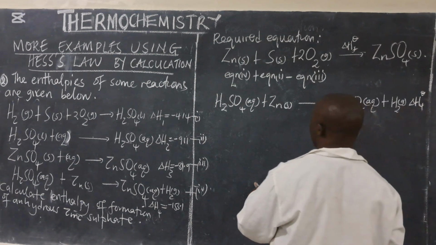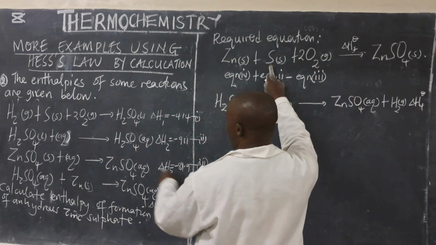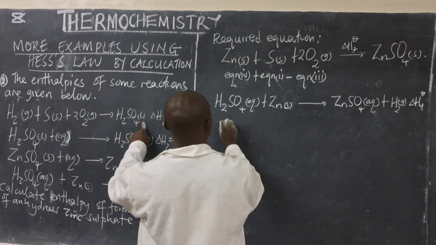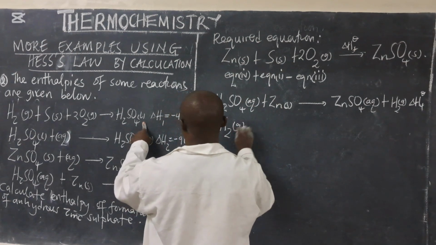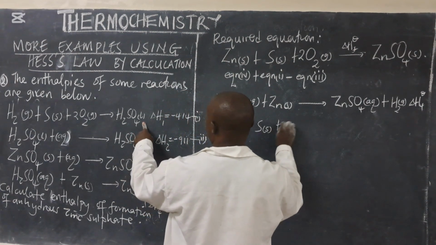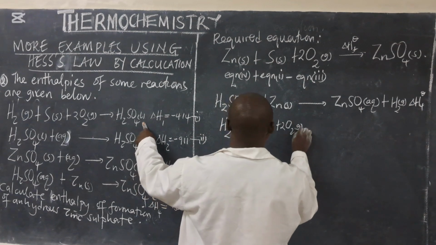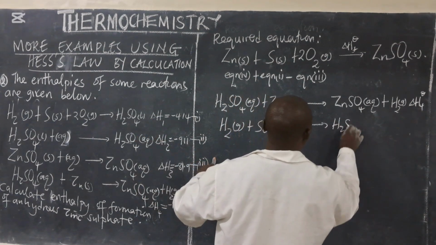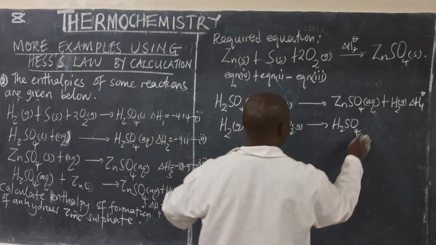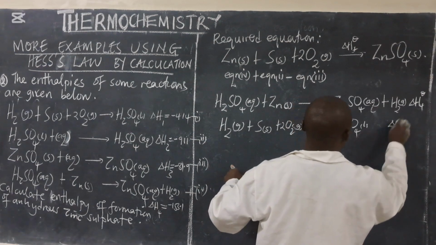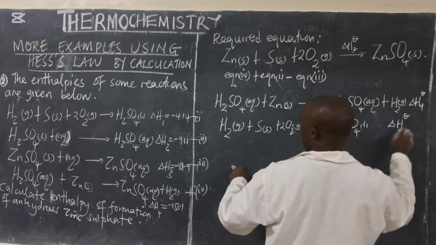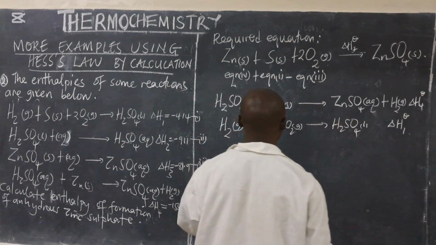So sulfur is in equation 1, so write equation 1 the way it is: hydrogen plus sulfur plus oxygen gives us sulfuric acid, but the state is very important, liquid. So maintain this value and then H1. I've not done anything to it.